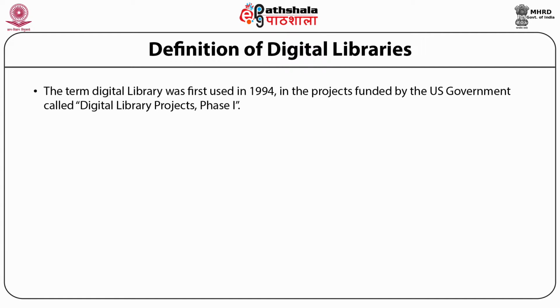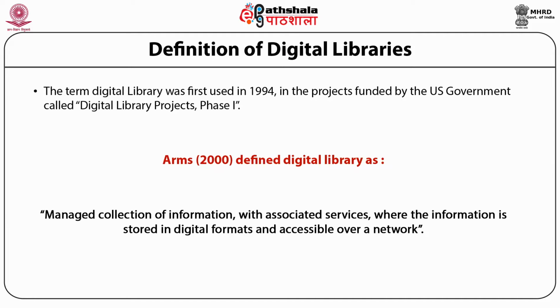The term digital library was first used in 1994 in the project funded by the US government called Digital Library Projects Phase 1. ARPA defined digital library as managed collection of information with associated services where the information is stored in digital formats and accessible over a network. Please note that the emphasis here is on managed collection, associated services, digital formats and network.